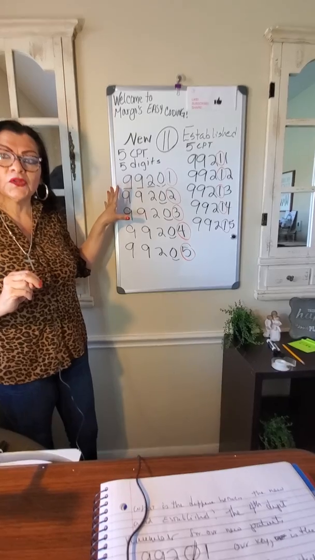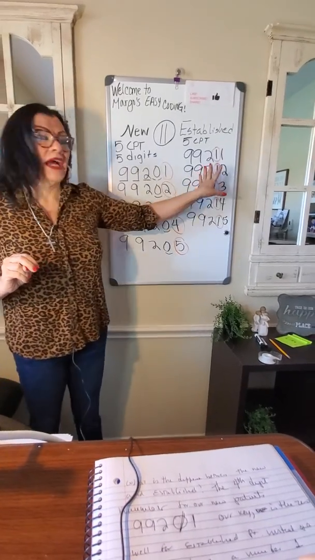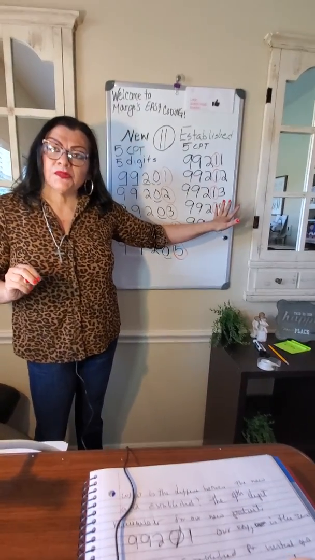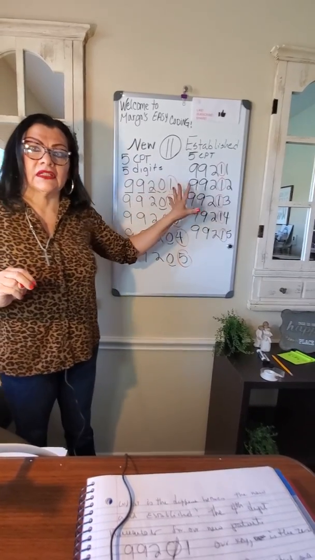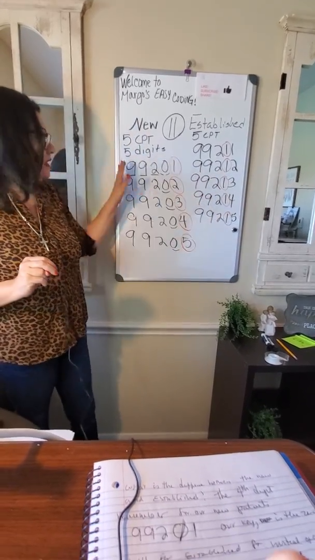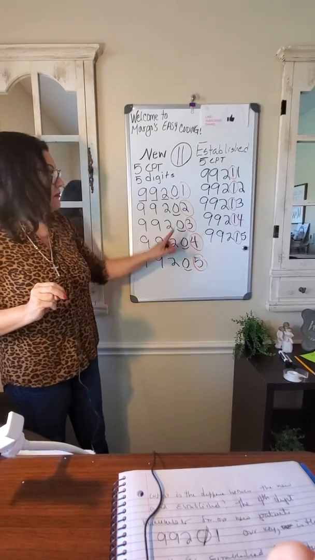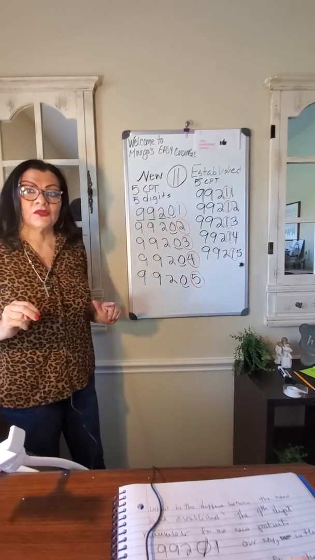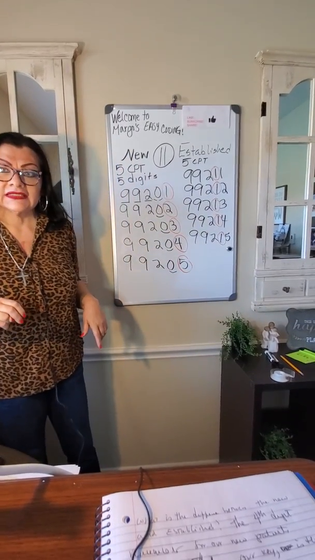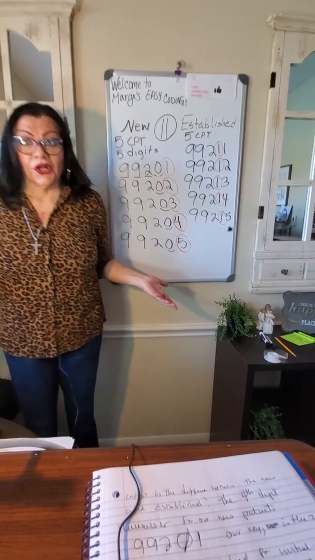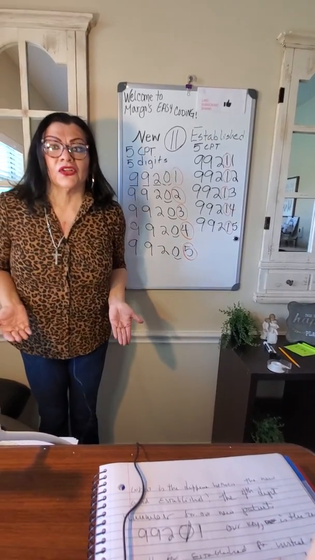5 CPT codes for a new patient, 5 CPT codes for an established patient. These are the services, these are the office visits. 5 for new patient. My 0 tells me this is a new patient. My 1 over here tells me that this is an established patient. And there you go. This is how you're gonna learn coding.